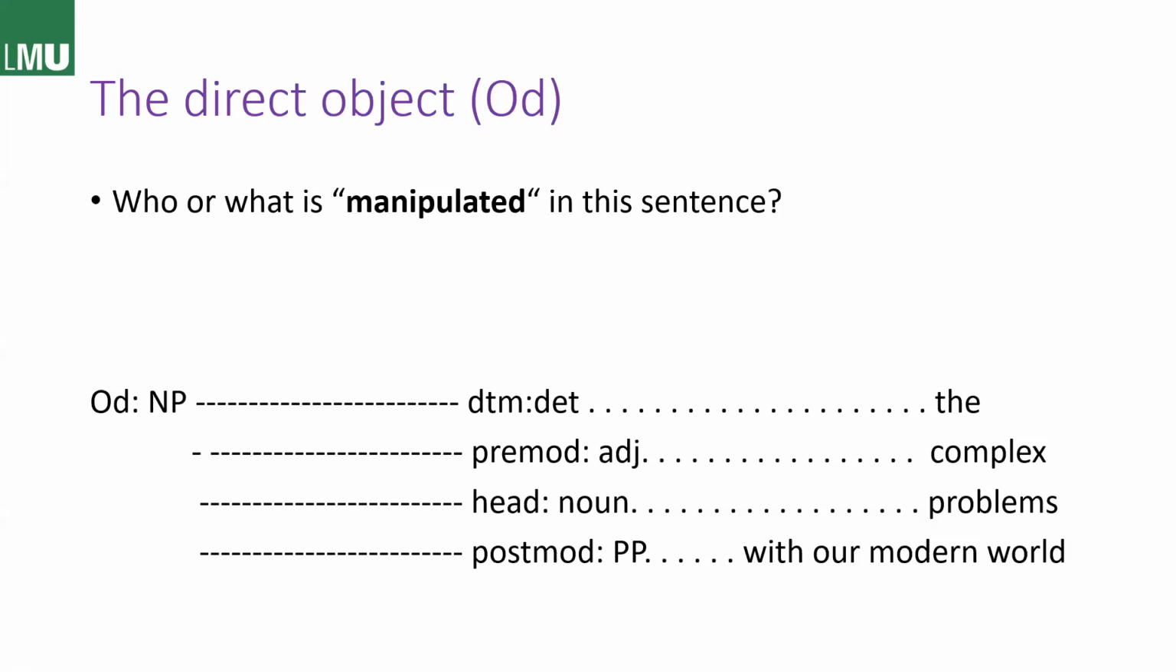So we've got the direct object, which is a noun phrase, with the determinative, which is a determiner, the. Then we've got the pre-modifier, which is an adjective, complex. We've got the head, which is a noun, problems, and we've got the post-modifier, which is a prepositional phrase with our modern world. If we did a full analysis now, we would take that apart as well. But for the time being, we just put the whole prepositional phrase. You will see in the last slide how it looks when it's done completely.